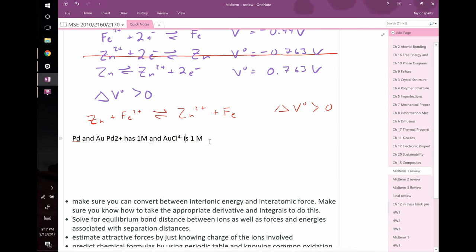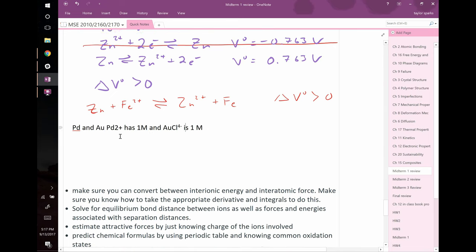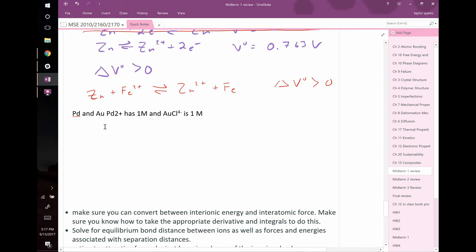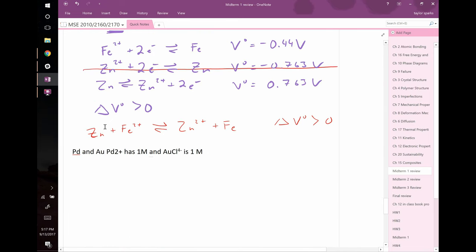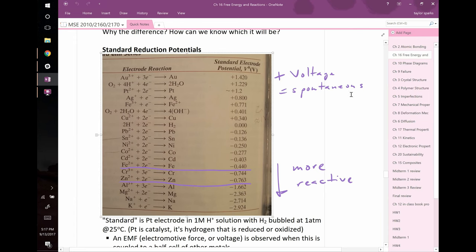If you wanted to reverse the spontaneity, well, first off, what would you do with this? The very first thing you'd do, like all these questions, you start with calculating delta V naught. You get delta V naught by writing a reduction and an oxidation, right? So you'd go back to your table. Let me just grab it and we'll drop it in here so we don't have to keep going back.